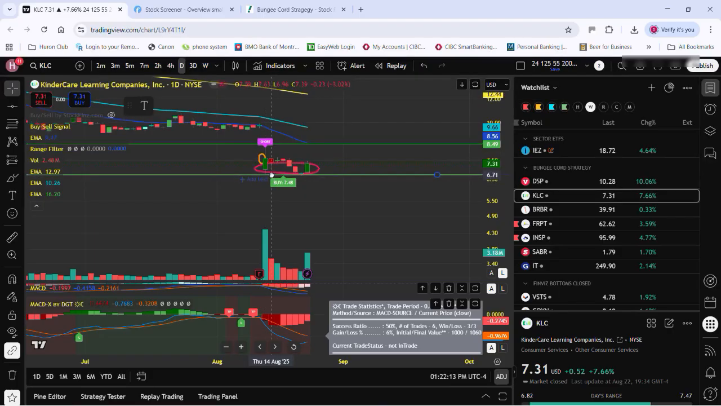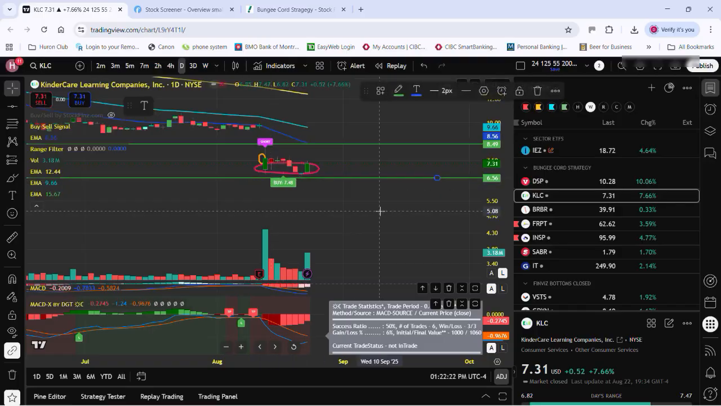I did set my stop loss a little bit lower on this one, so 656, 720. Yeah, I don't know why. I don't know why I did that. Again, just because I'm confident.